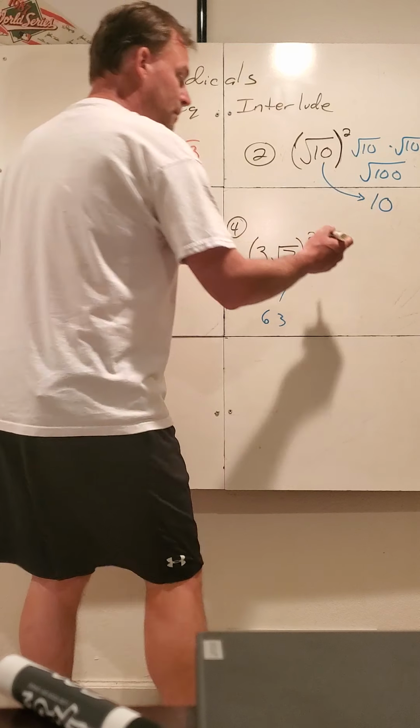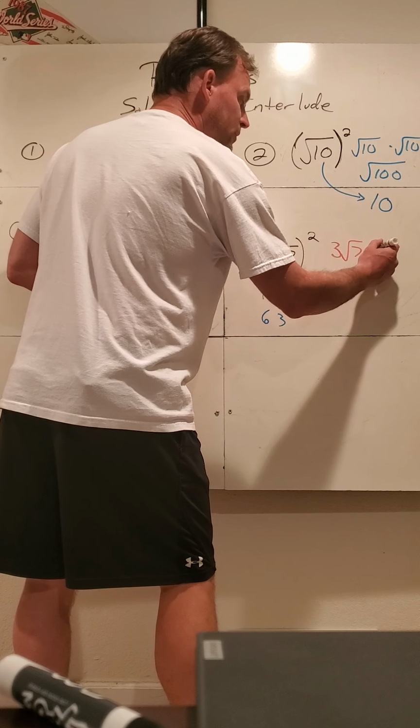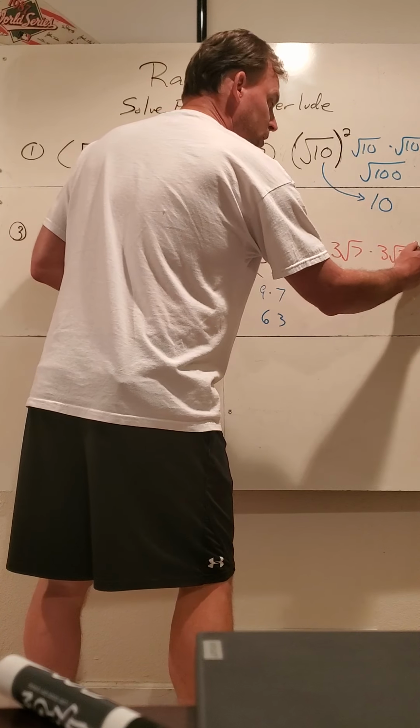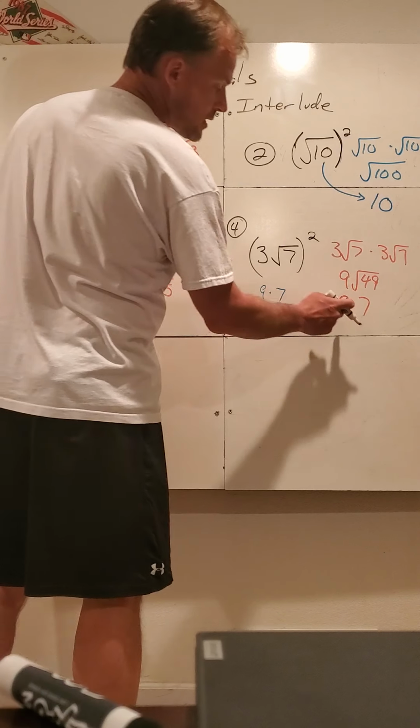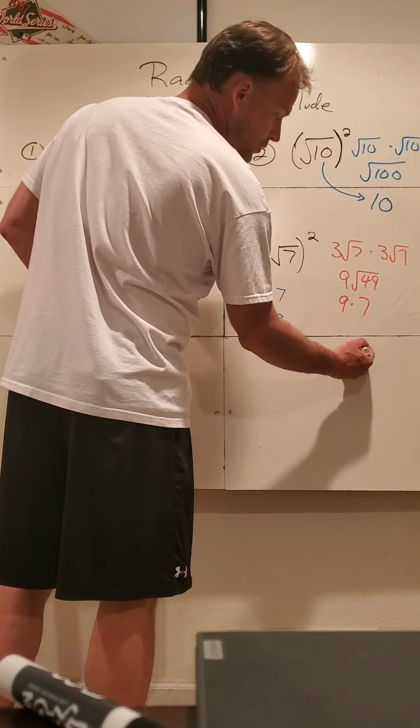If we do it the long way, 3 root 7 times 3 root 7. Here we go. Outsides times outsides, insides times insides. 3 times 3 is 9. Root 7 times root 7 is the square root of 49. The square root of 49 is 7. Some of you got that quick. Some of you still working on it. You got to get those perfect squares. 9 times 7 is 63. When you are squaring a number, if it's just a plain radical, the answer will be that number.